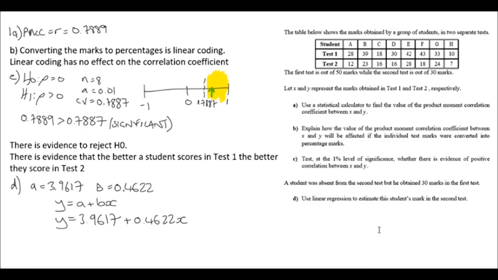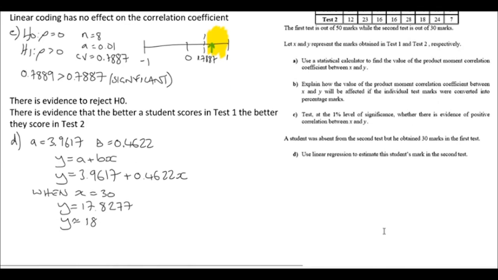Okay, so now that we have this equation, we're asked to try and predict what score they will get on test 2 if their score on test 1 was 30 marks. So when x equals 30, just substitute into this and solve in your calculator. Y is going to equal 17.827. So approximately 18 marks. We could expect this student to get 18 marks in test 2.